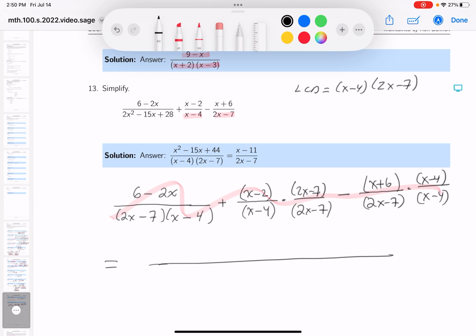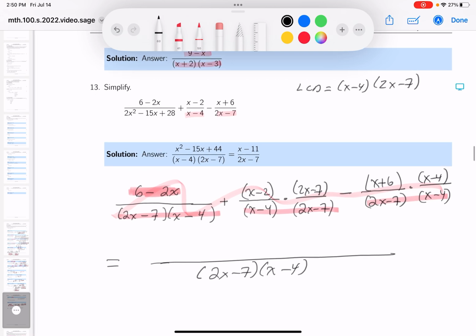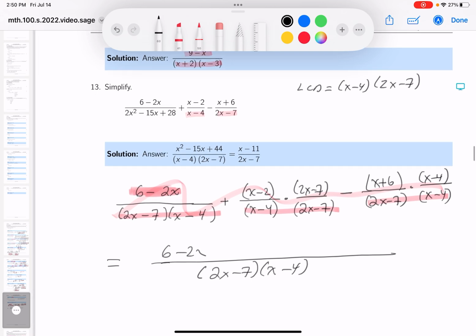So I'm going to write down the denominator now. In each fraction it's the same. The order might be different, but they're the same factors. So I'm going to write this down as 2x minus 7 and x minus 4, and I'm going to start writing this stuff down. I'm going to write 6 minus 2x down. Additions, generally speaking, are not so bad to do. I need to multiply it out, though.